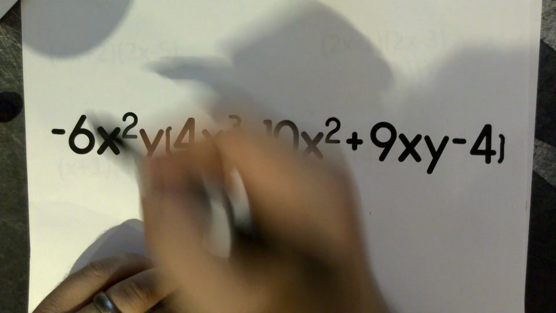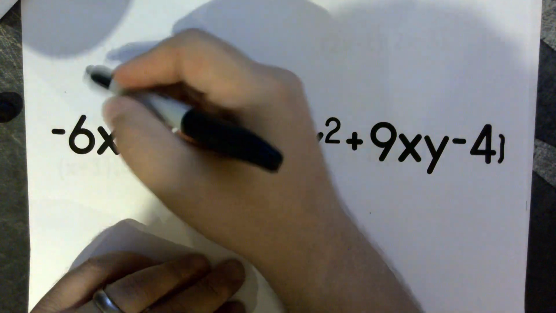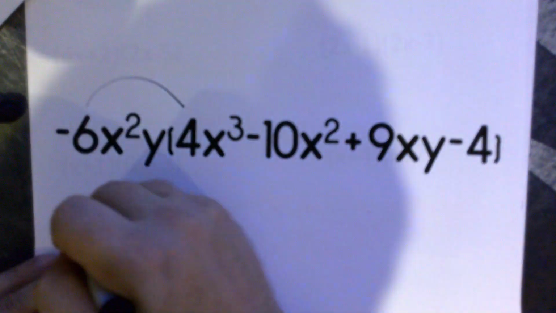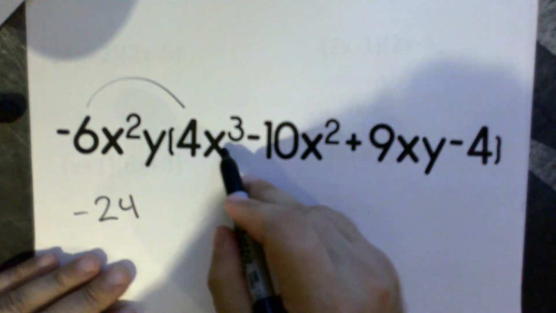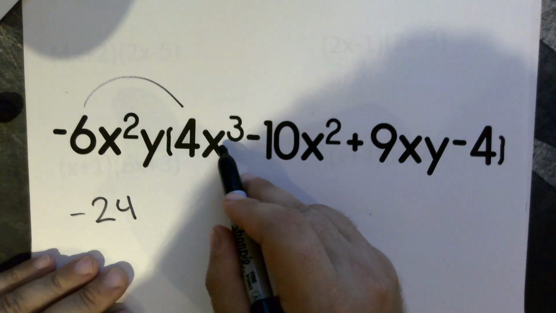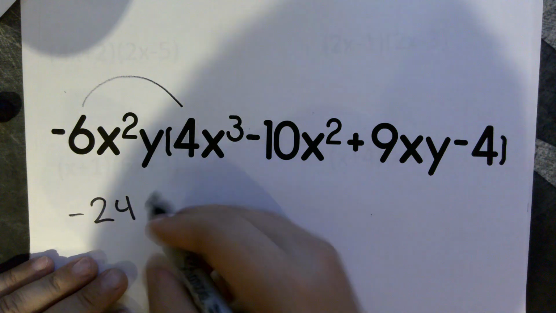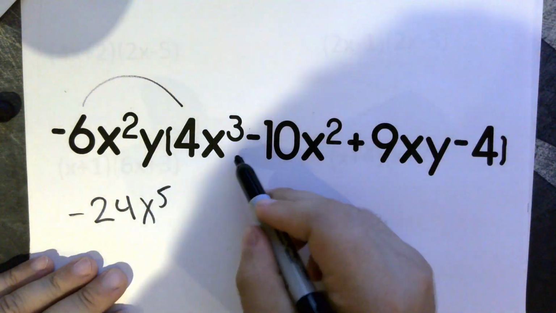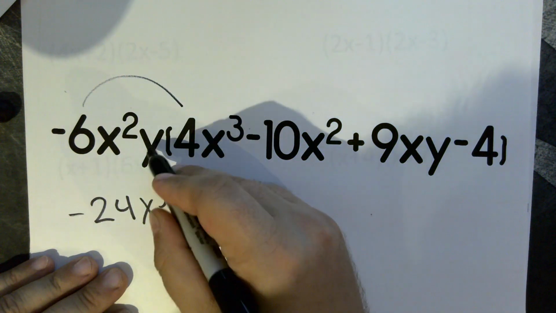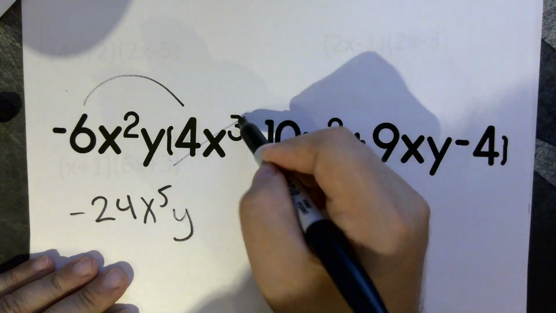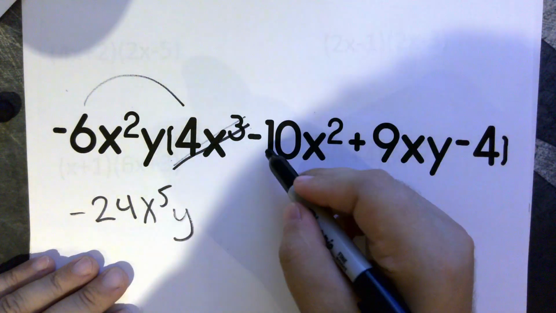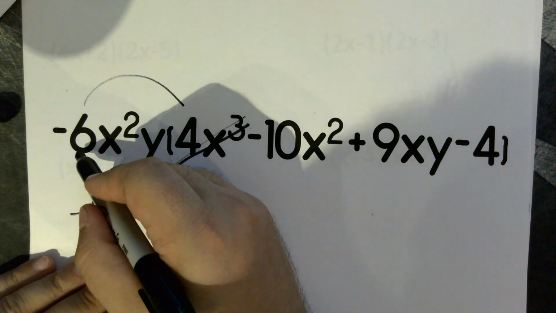So negative 6 gets multiplied by the 4. That's negative 24. The x squared gets multiplied by the x cubed. So the product rule says we combine them together. That's x to the power of 5. And there is no y, so we just keep the one y that we have. We can even cross him off. We're done.